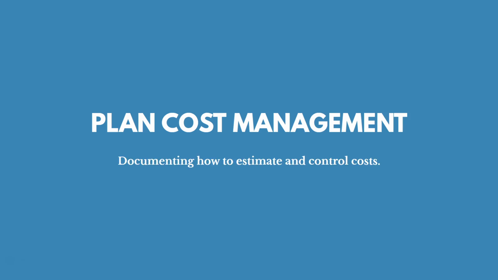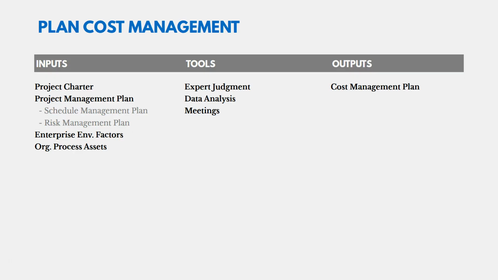Again, we're documenting how to estimate and control costs. And here are the ITTOs. We have our project charter coming in because that might have some high-level cost information in it. And then our project management plan, which is going to include our schedule management plan and our risk management plan.